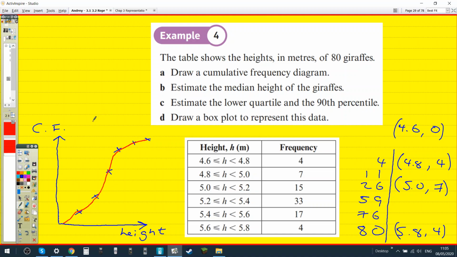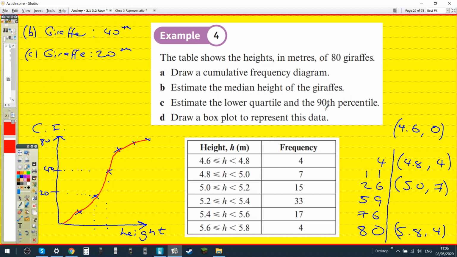Lower quartile, would that just be a quarter of? Oh, so is that like a quarter of 80? Yeah. So 20. So the 20th. If that went up to 80, then 40 would go across, hit the line, go down, and then 20 would be similar.